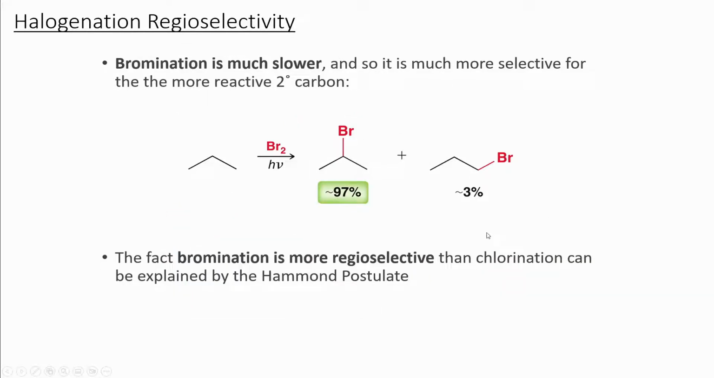Now, if we subject the same propane to bromine, we see a 97:3 ratio of the two products. This is because bromination will be much more regioselective than chlorination since it's a slower reaction. If we want to obtain a larger percentage of the more substituted halogen, we should use bromine instead of chlorine.